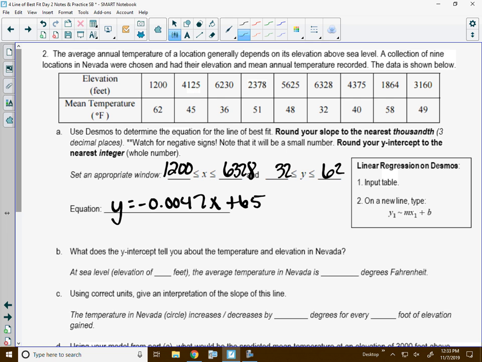What does the y-intercept tell you about the temperature and elevation? What did I always tell you about the y-intercept? It has an x value of 0. Okay, so 0 feet up, the temperature is 65 degrees. That's what that 65 at the end of your equation means.